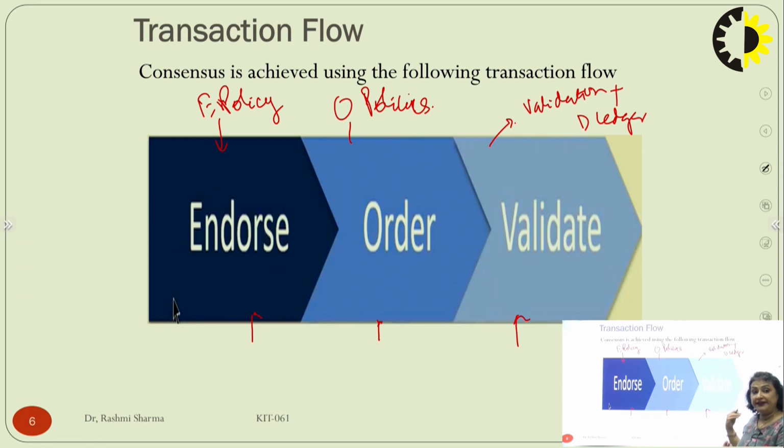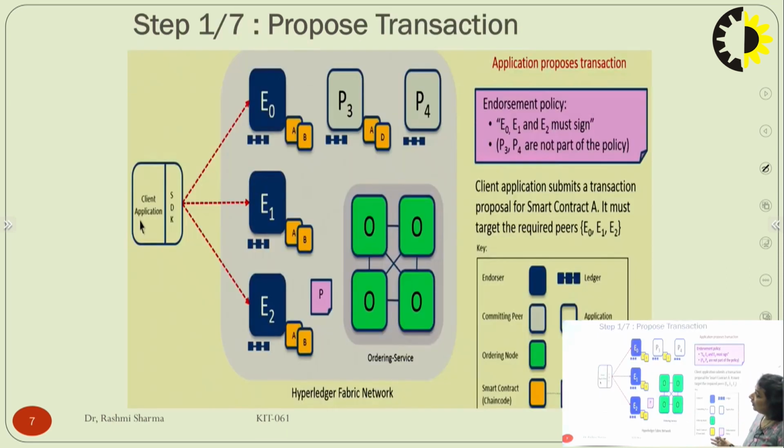We validate the list first, we endorse, we have some specific policies for finalizing those particular transactions, then the ordering, and then the validation takes place. So all this, I have 7 steps in which the transaction flow takes place in Hyperledger. One by one, each and every step is described in the coming slides.